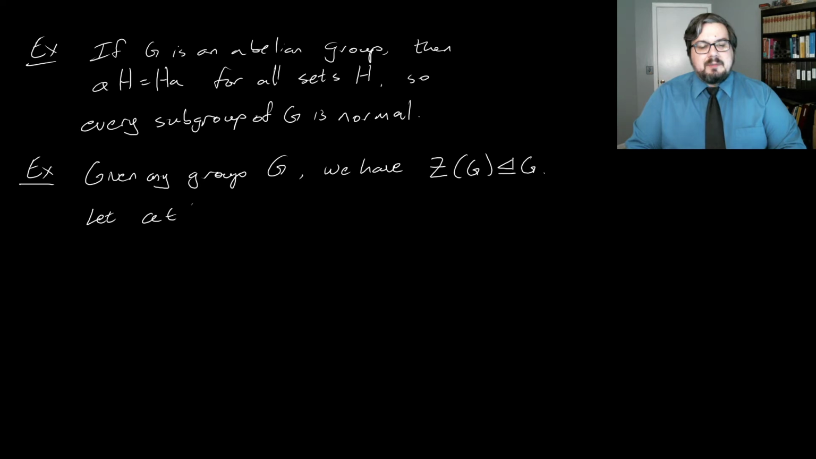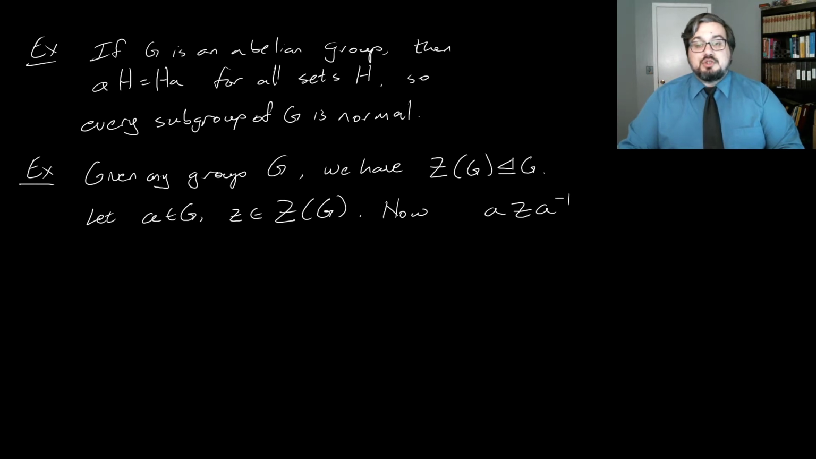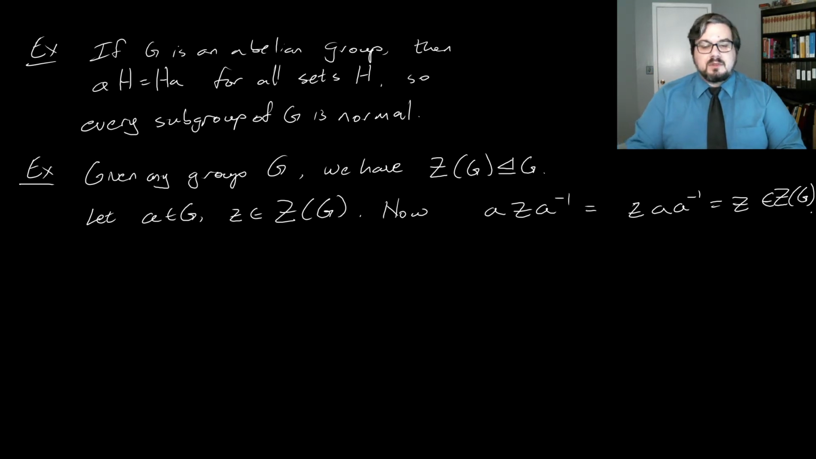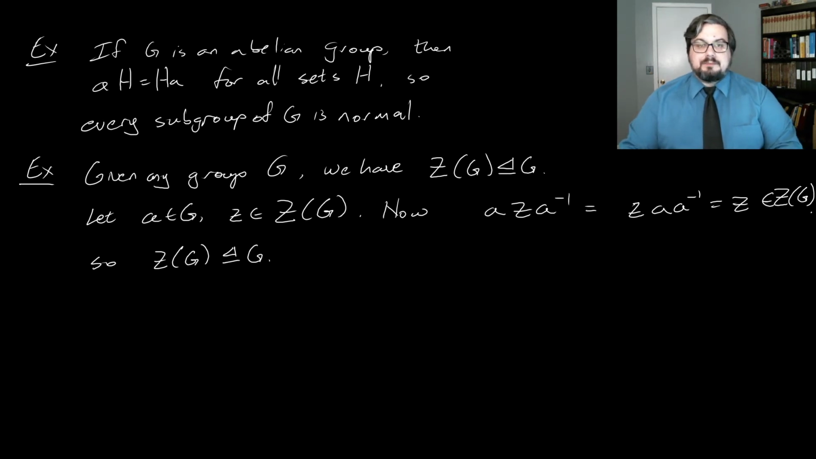We could let A be in G, and let's let little z be in the center, Z of G. So now we want to show that A z A inverse belongs to the center. But we know that z belongs to the center, and therefore A z A inverse is equal to z A A inverse. A times A inverse is the identity, which means we just get z out of this, which does belong to the center. So that's enough to show that the center is a normal subgroup of G. Given any group, the center of that group is always a normal subgroup of G.